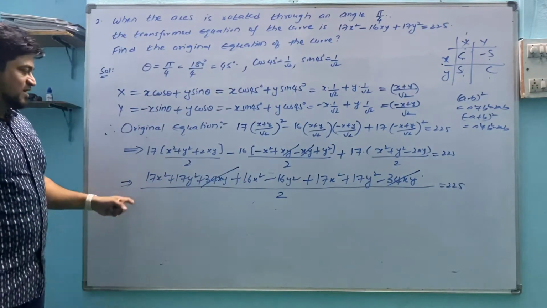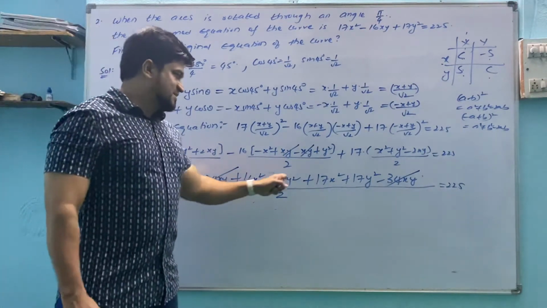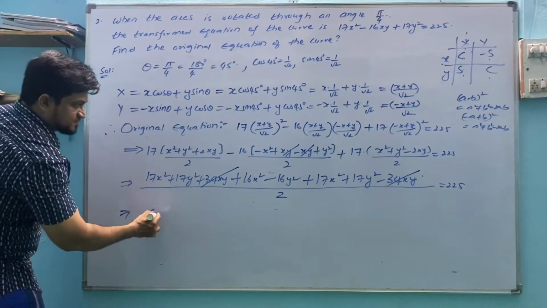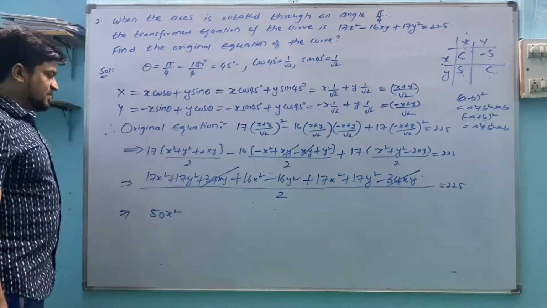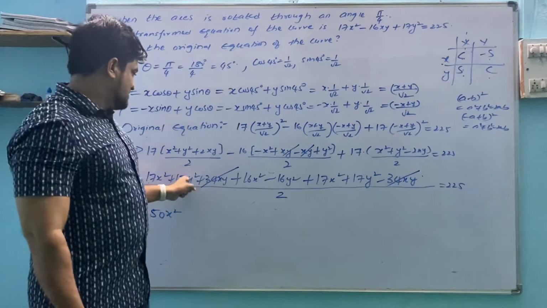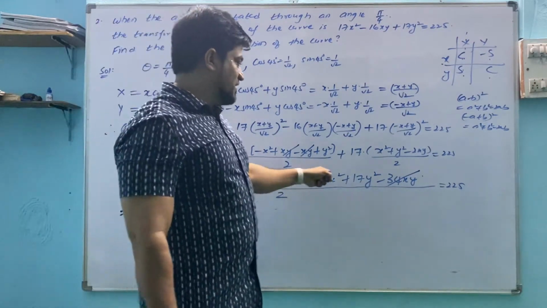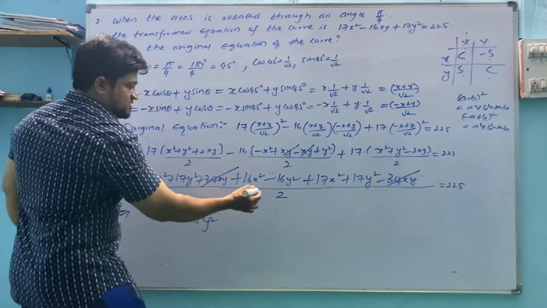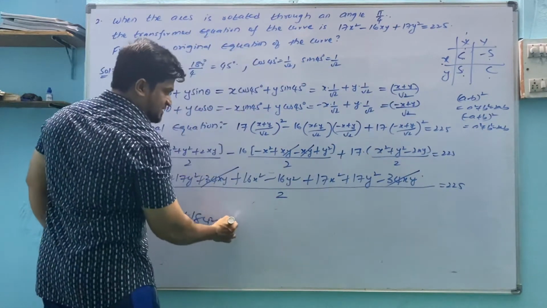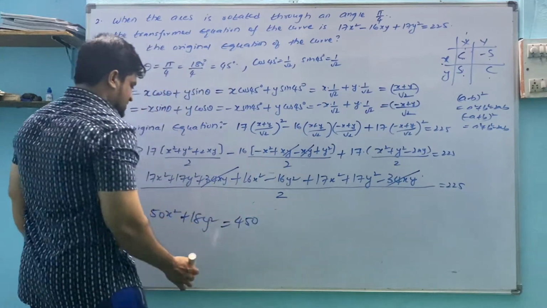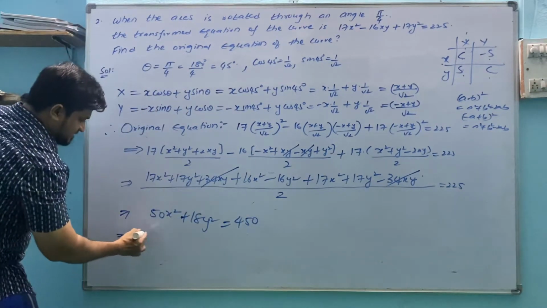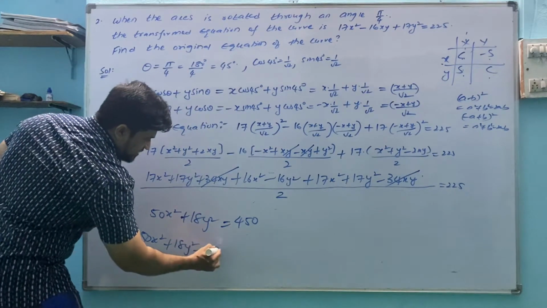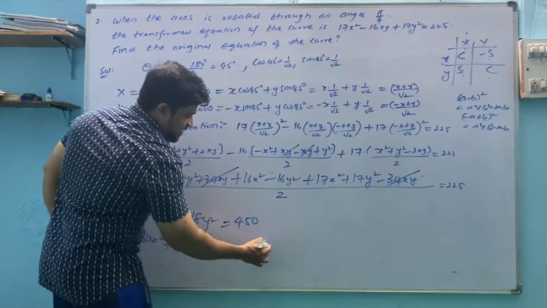Now check x square values. Plus 17 plus 16 plus 17, 50x square. Then y square comes. 17y square minus 16y square, 1y square plus 17, 18y square. This 2 and 225 cross multiplied, this is 450. Now take that 450 to the left side. 50x square plus 18y square minus 450 equal to 0 is required.